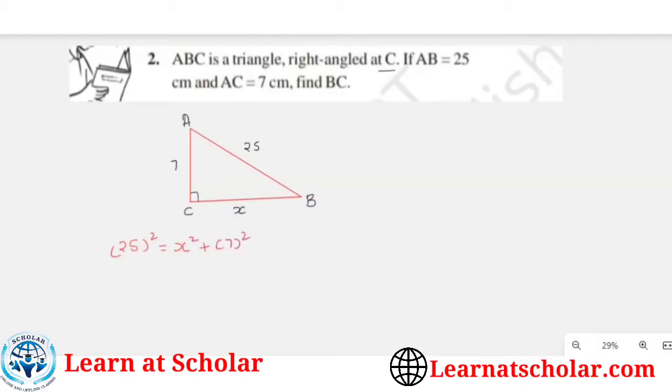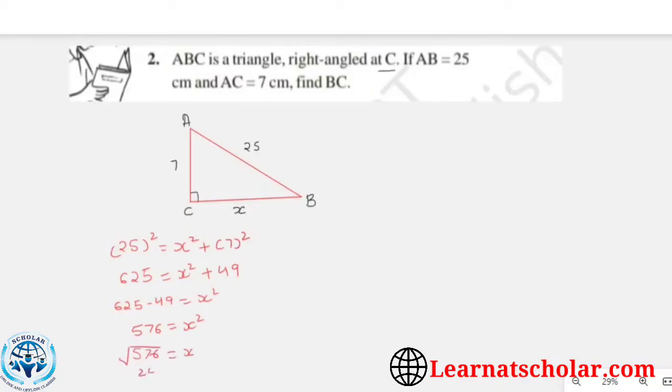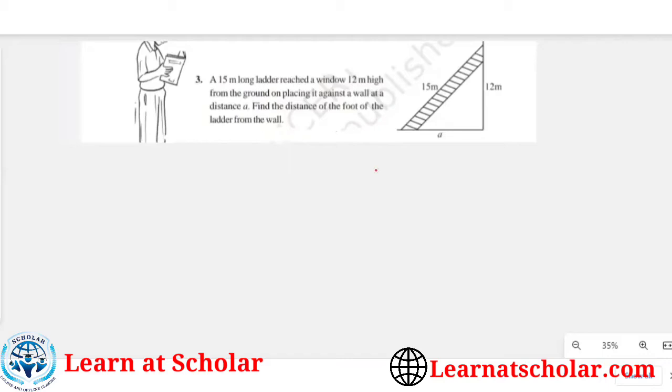Again using the Pythagoras property, 25 square is equal to x square plus 7 square. 25 square is 625, equal to x square plus 49. So the value of x will be the square root of 576, which is equal to 24. BC is equal to 24 centimeter. Moving over to the next question.